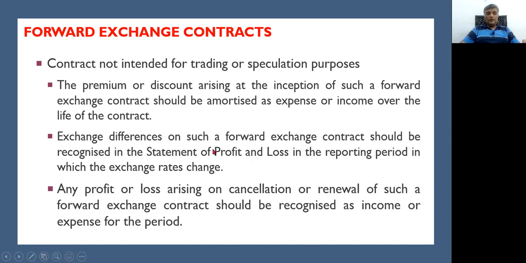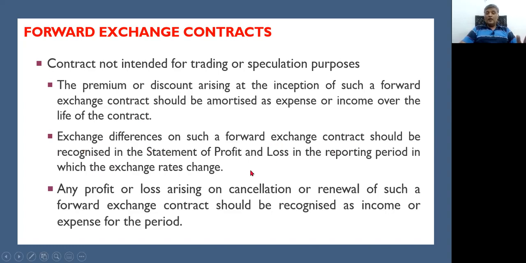So if you look at these things, for normal forward exchange contracts which are not intended for trading or speculation, the ultimate recognition is in the P&L account. If it's a premium or discount at the inception, that is amortized as an income or expense over the life of the contract. If it's a 3 months contract or 6 months contract, over the life of the contract you need to debit or credit the P&L account. If you have an exchange difference arising on a forward exchange contract, this is premium or discount, and this is exchange differences on a forward exchange contract. These two are different.